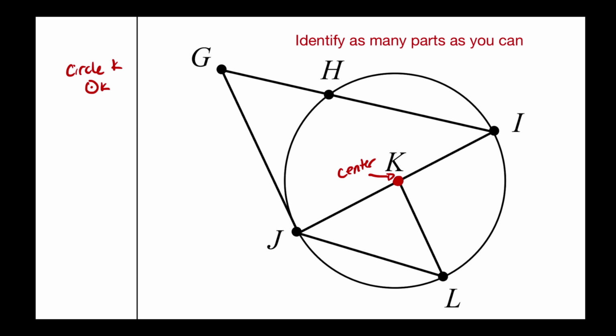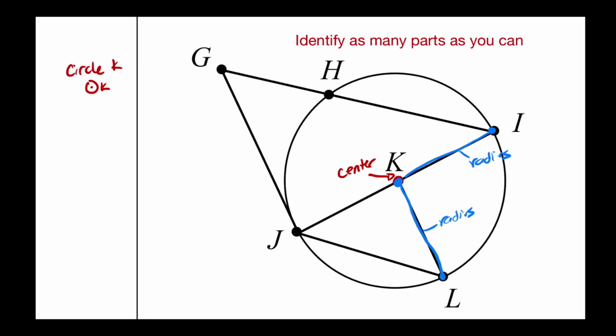No, a radius is a segment, not a point. You got to give me the segment. KL, very good. So this is a radius right here. KL is a radius. JKL, that's 3. That's too many letters. Give me 2 letters. Give me a segment like this one, KL. KI, that's another radius.